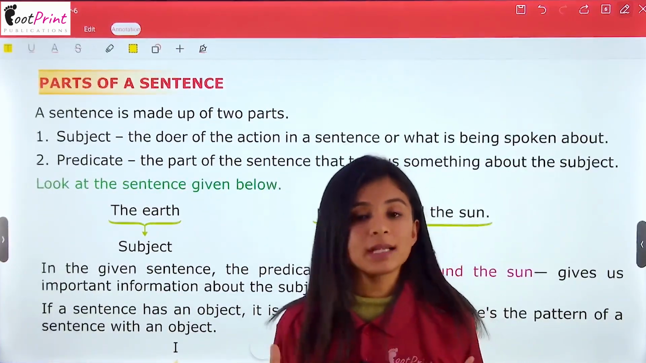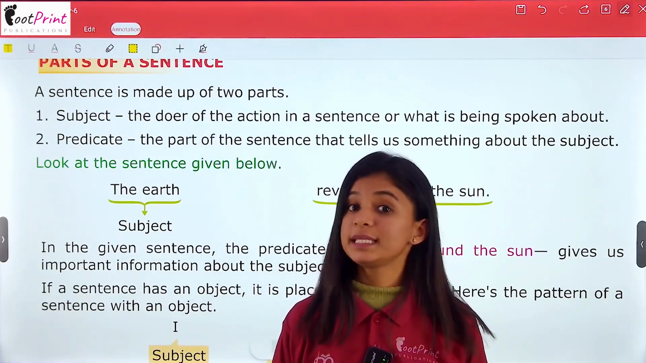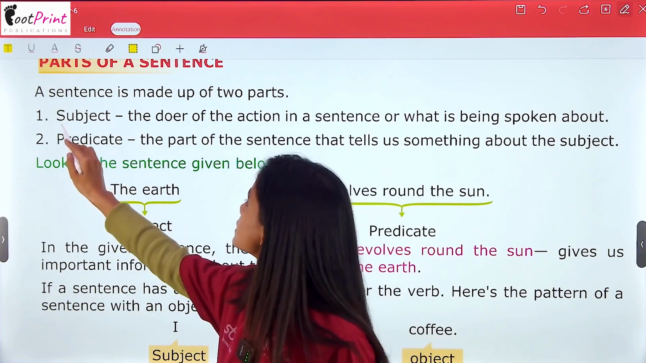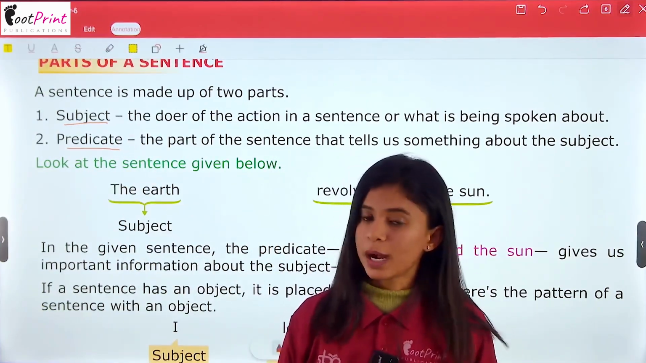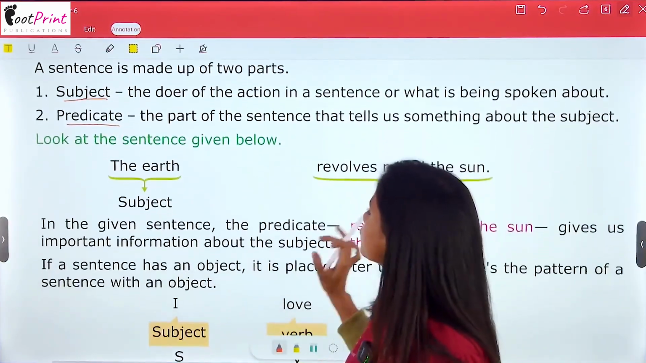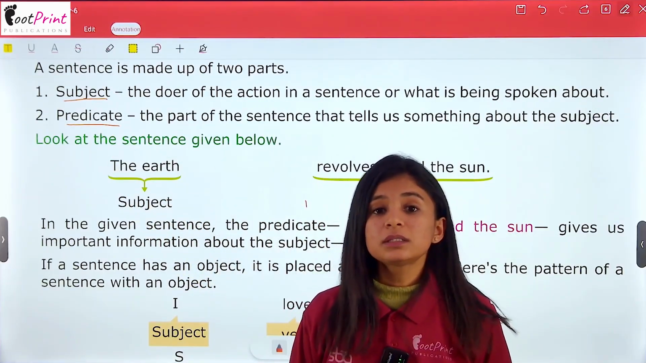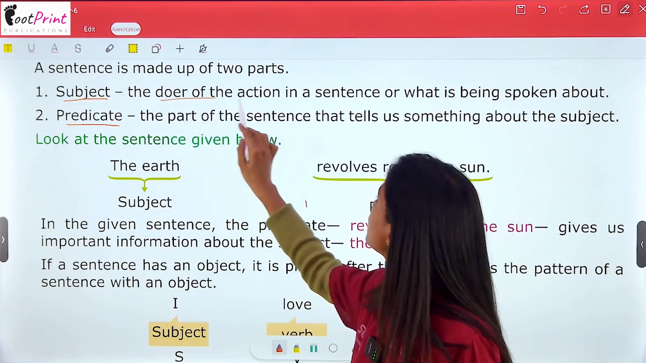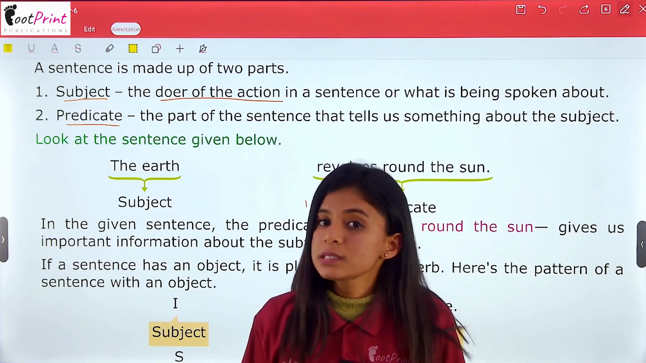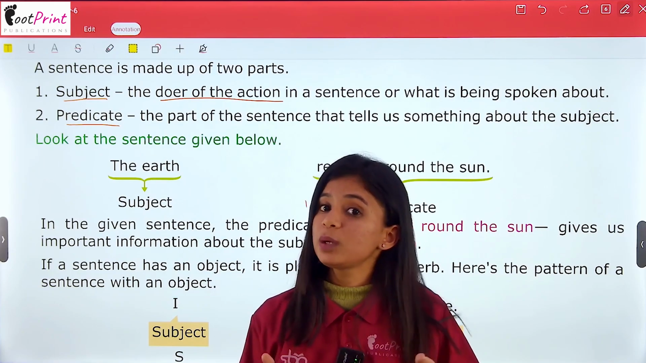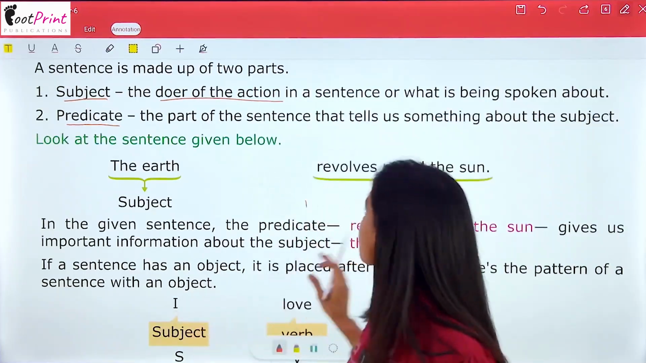Next we have parts of sentences. A sentence is made up of two parts, and these two parts are subject and predicate. We will know about these two parts in this topic. The first part is subject. What is a subject? The doer of the action in a sentence. In a sentence, when someone is doing something, for example, Rohan is playing with the ball. So the doer is Rohan in the sentence, right?